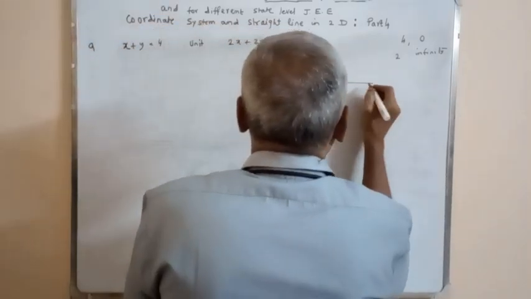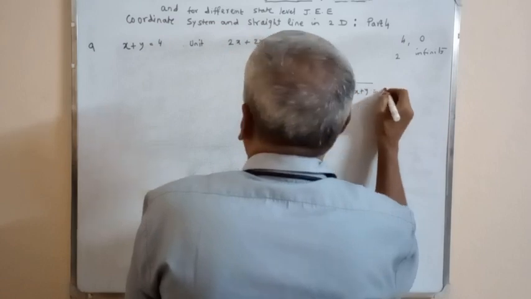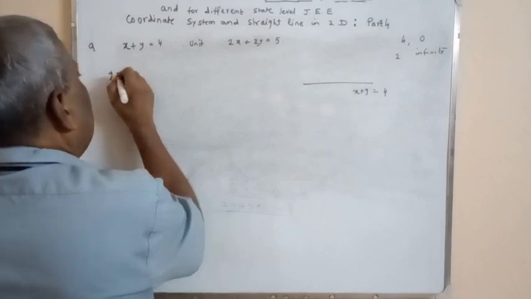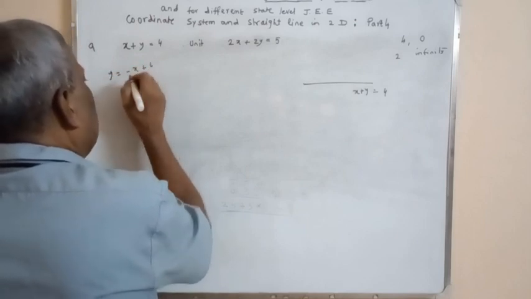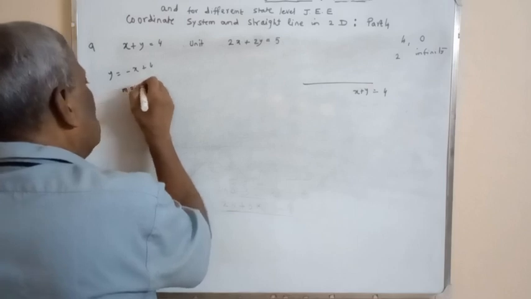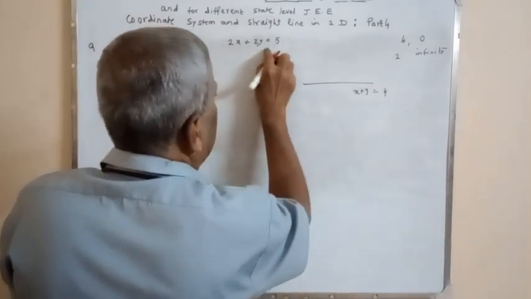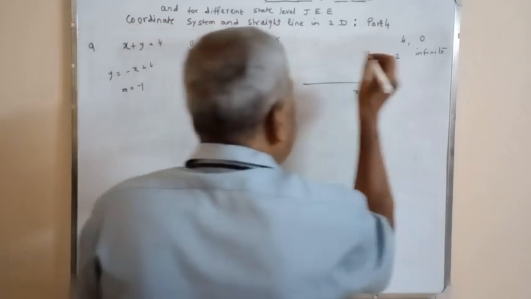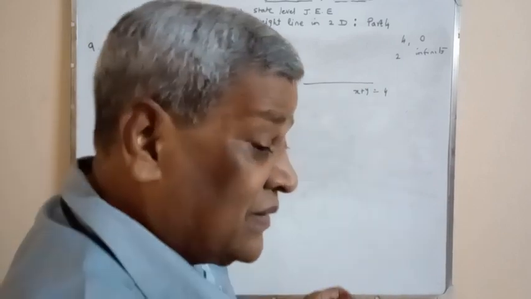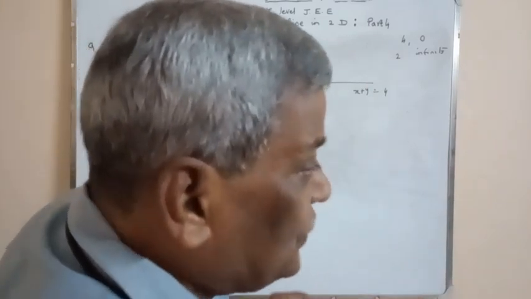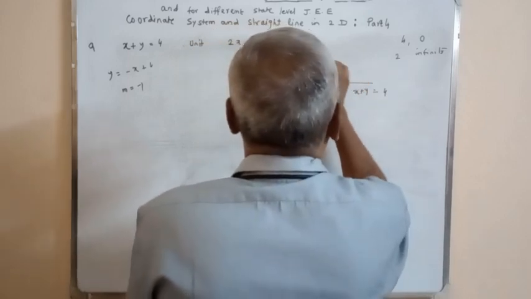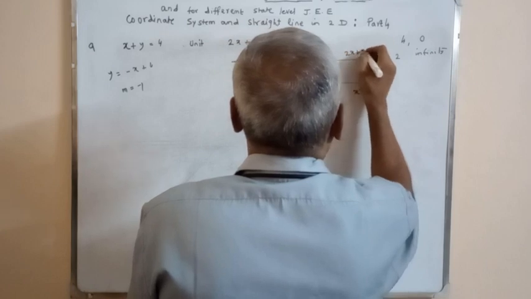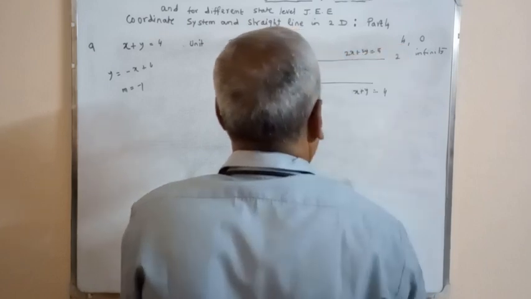Suppose this is x plus y is equal to 4. You see its gradient is y is equal to minus x plus 4, that is its gradient is minus 1. Similarly, its gradient is equal to minus 1, same minus 1. So they are parallel. As gradients are same, two straight lines are parallel. So this is second straight line, that is 2x plus 2y is equal to 5.